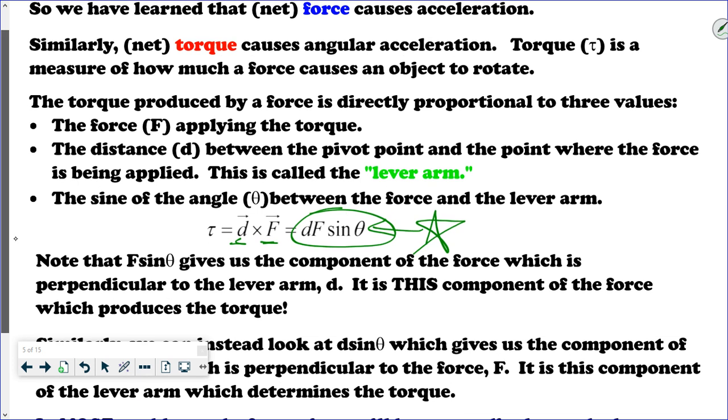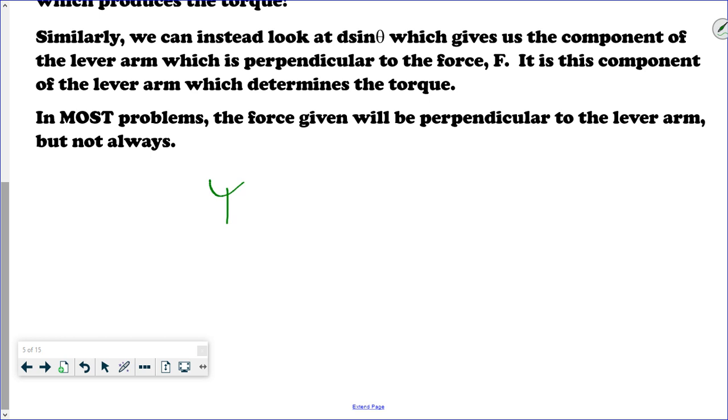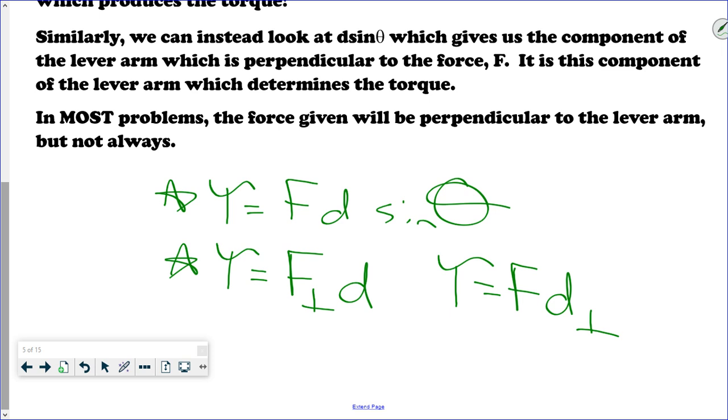Remember that there are two ways of calculating torque. You can do torque equals F D sine theta, right? You can calculate the component of the force which is perpendicular to the lever arm, or you can calculate the component of the lever arm which is perpendicular to the force. We're going to be using all three of these as we go through this chapter, so just try to be flexible with how you think about torque, because they'll come up.